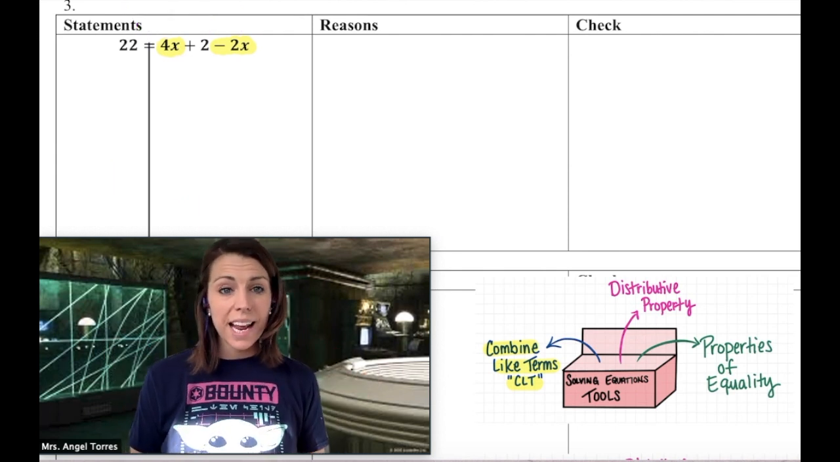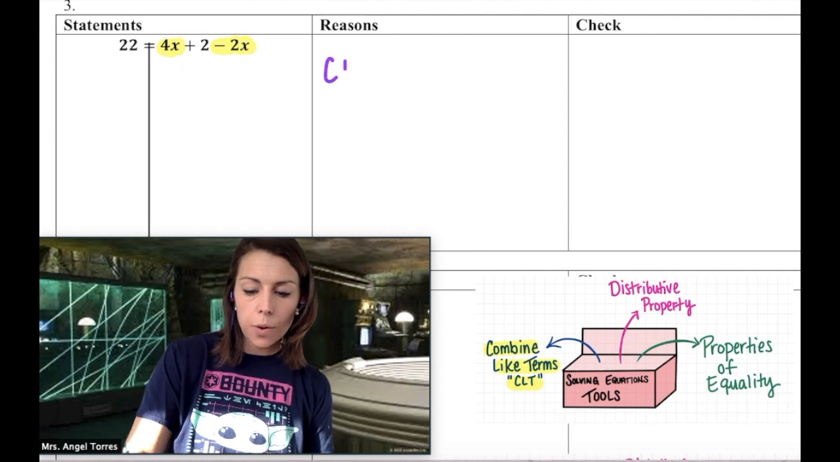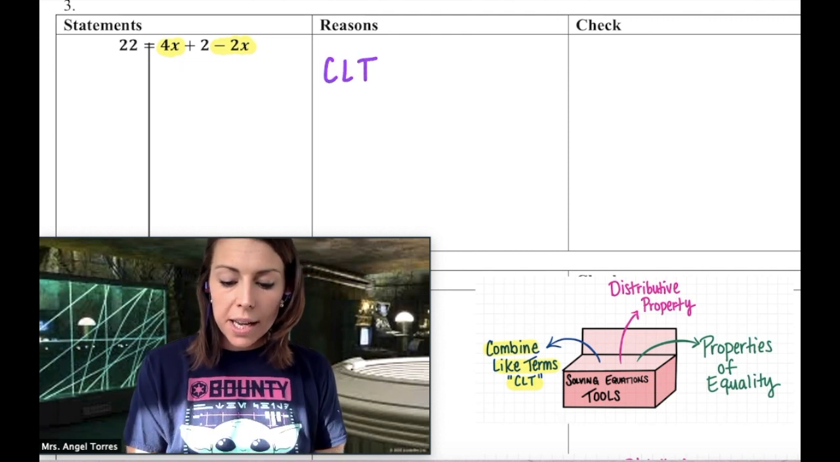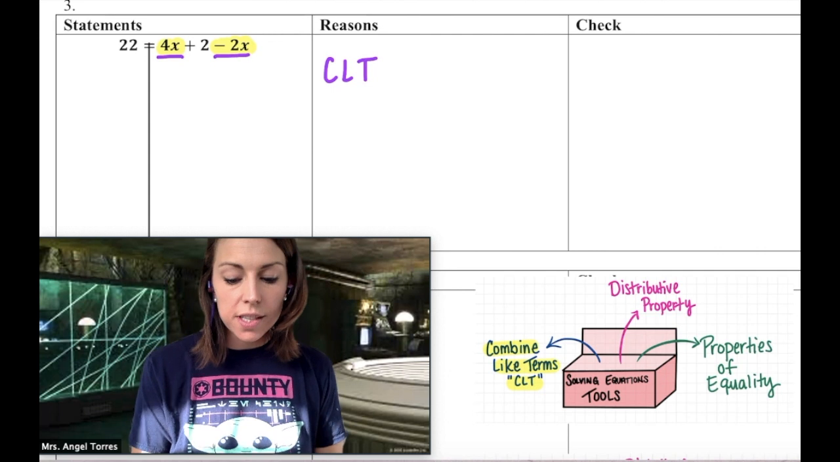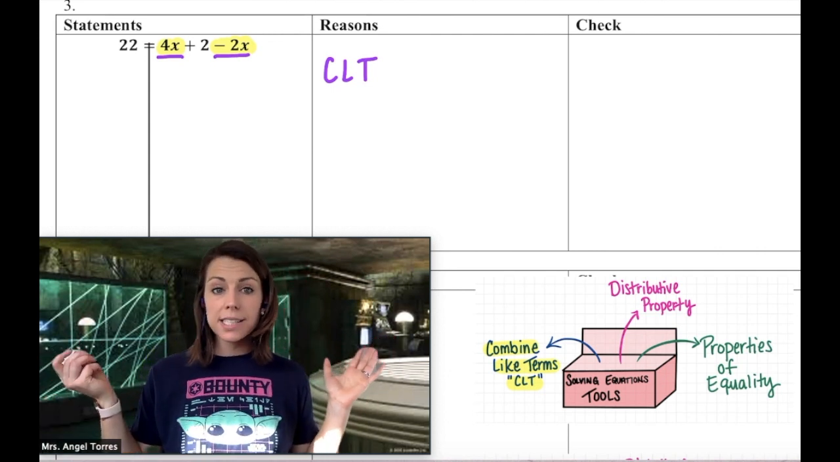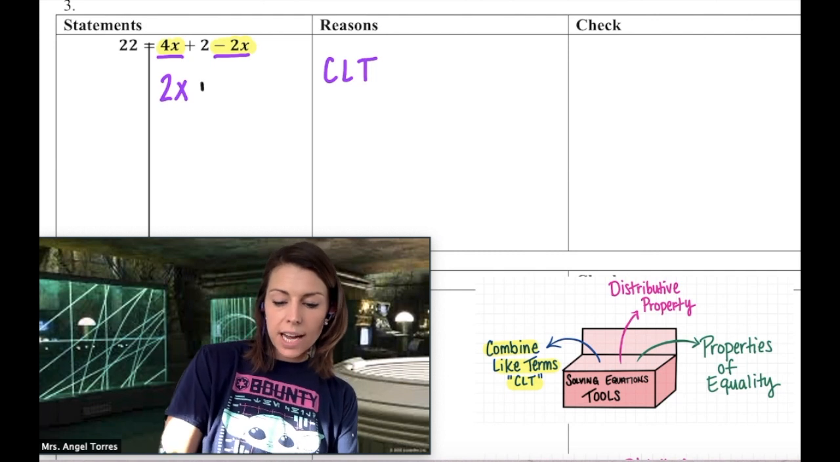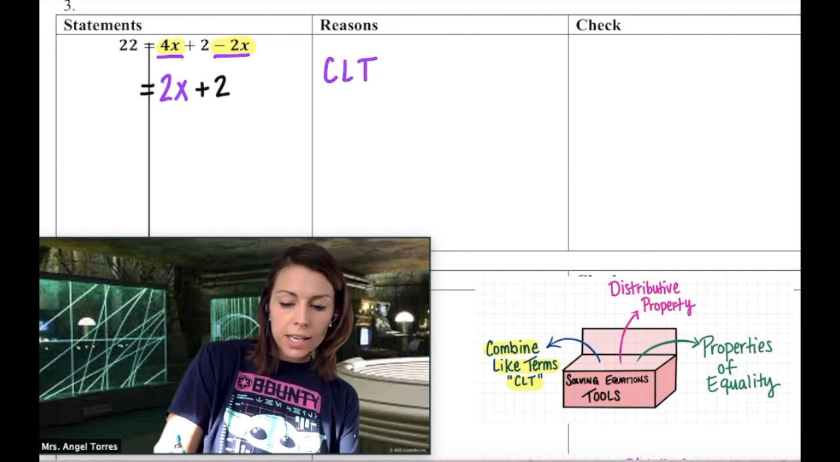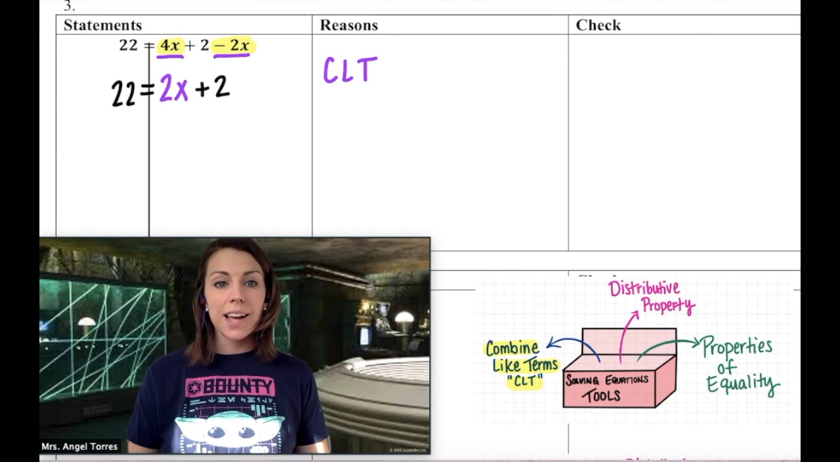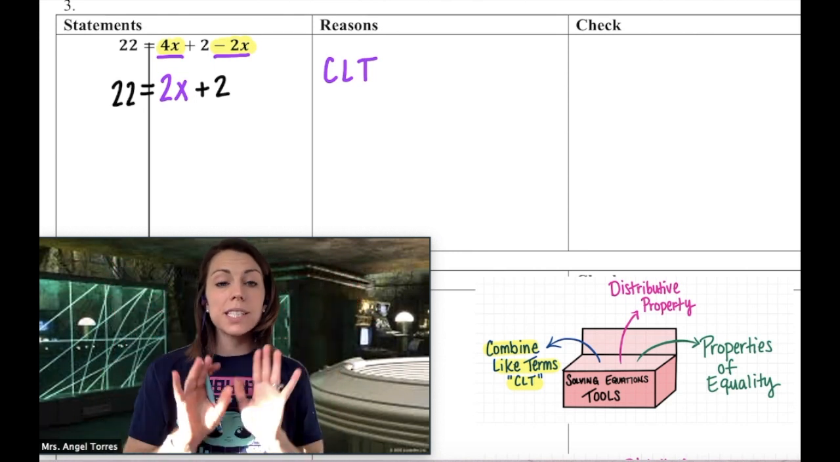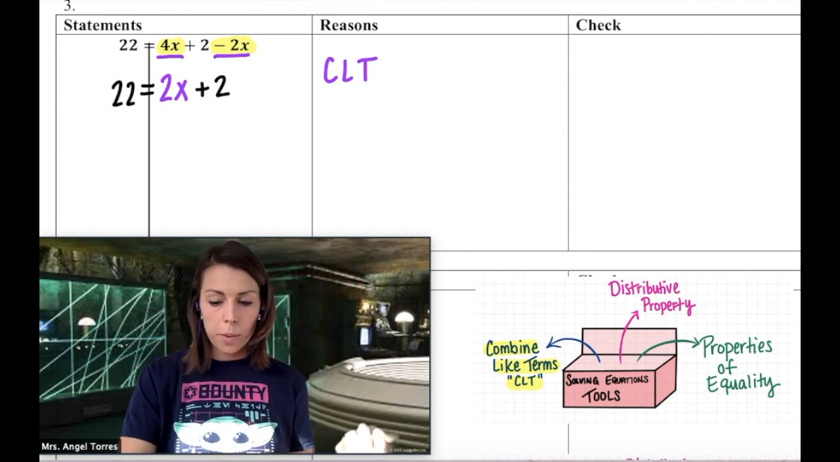So let's go ahead and do that. Let's combine our variable terms here. Because these are on the same side, I can just combine them as I see them. 4x's, take away 2x's, leaves you with 2x's. Bring down your constant and bring down the 22 on the other side. So now we've gone from 3 terms down to 2. Let's look at this one more time.